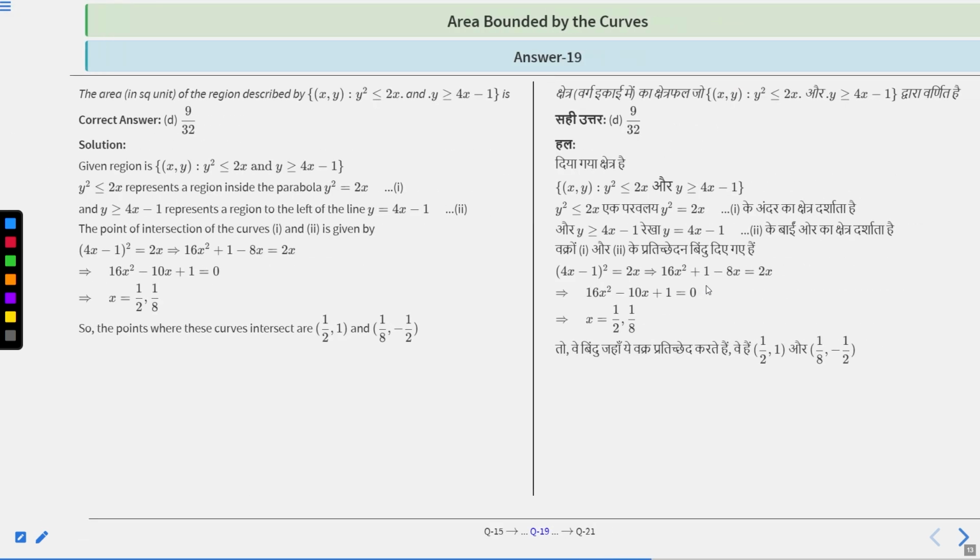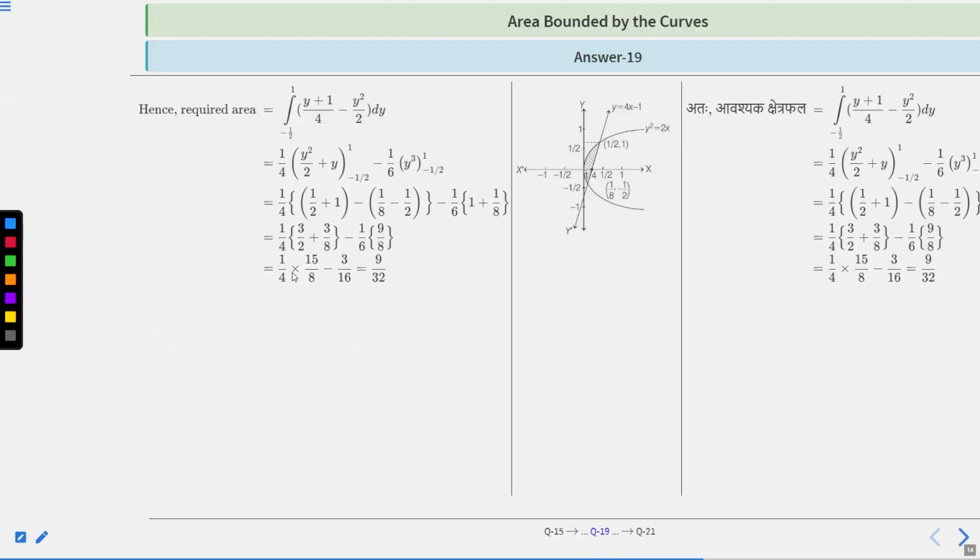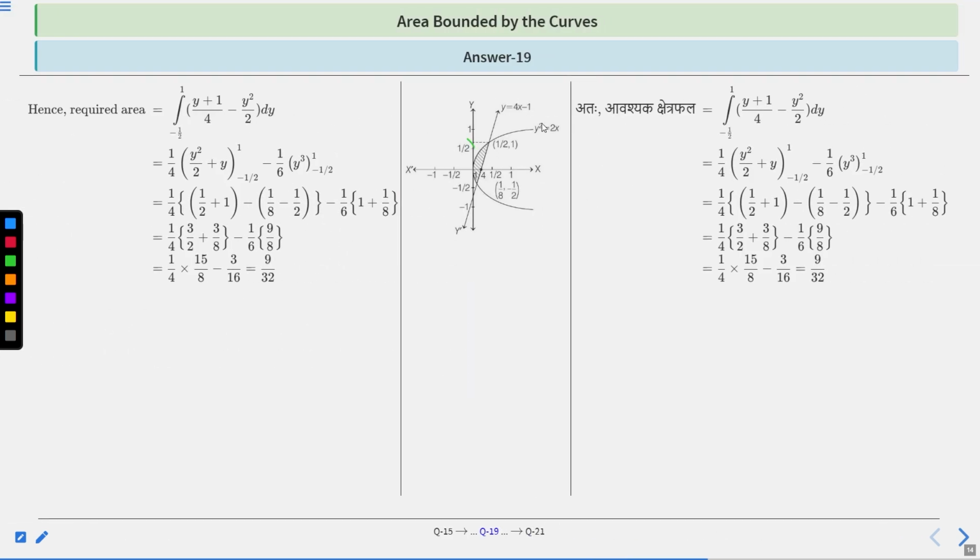Okay, let's move to the solution part. Given region is {(x, y): y square is less than or equal to 2x and y greater than or equal to 4x minus 1}. Since y square is less than or equal to 2x, it represents the region inside the parabola y square equal to 2x. And y greater than or equal to 4x minus 1 represents the region to the left of the line y equal to 4x minus 1. Therefore, see the graph. This is the graph of y square equal to 2x, and this is the graph of y equal to 4x minus 1. We have to calculate the area subtended between these two, the area of the shaded region.